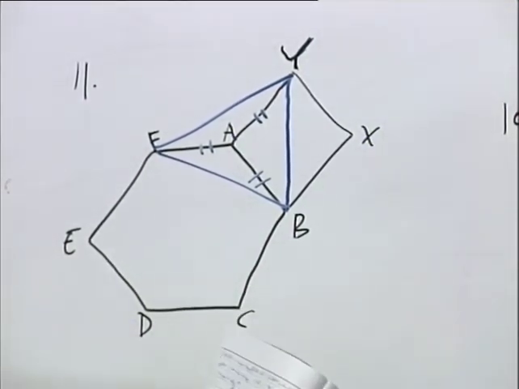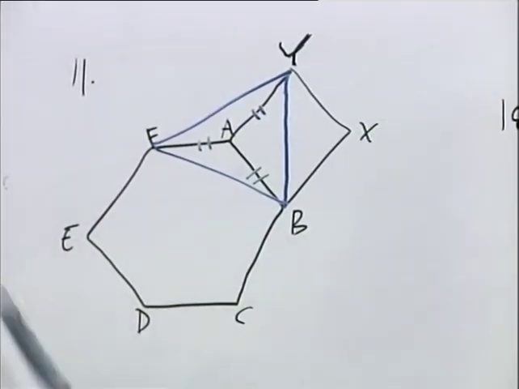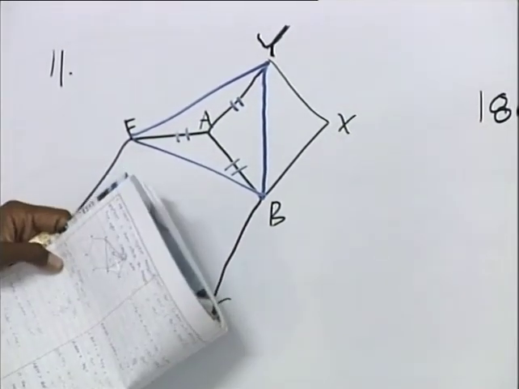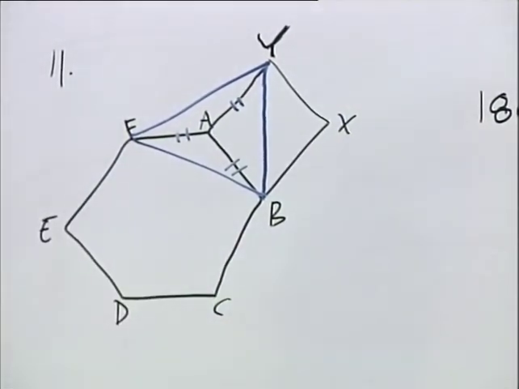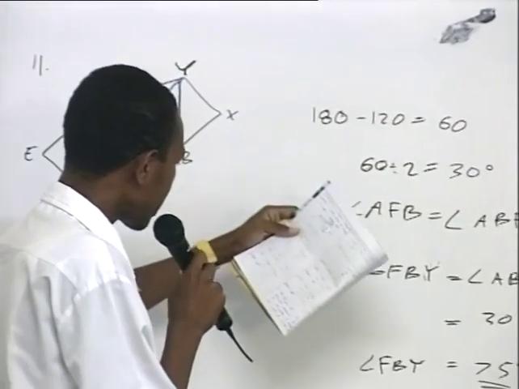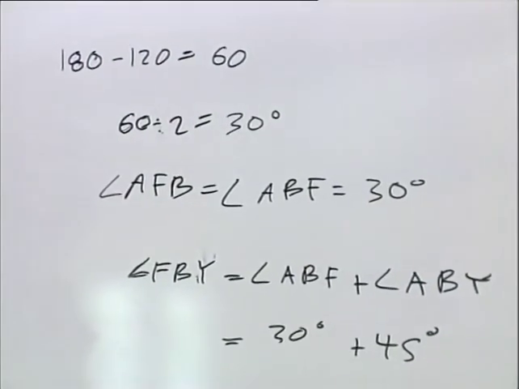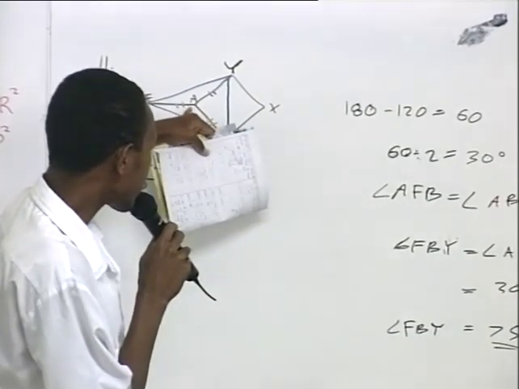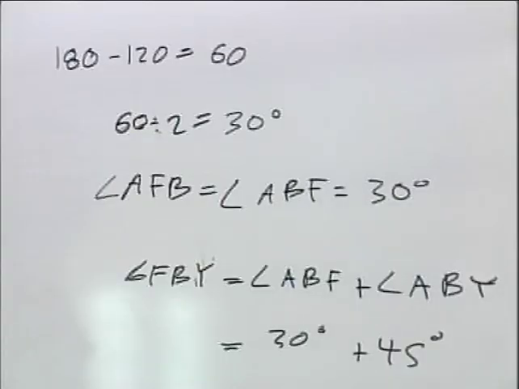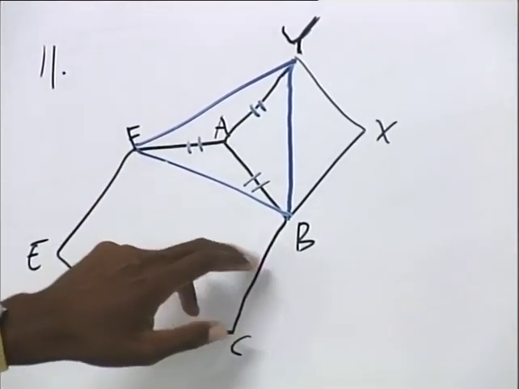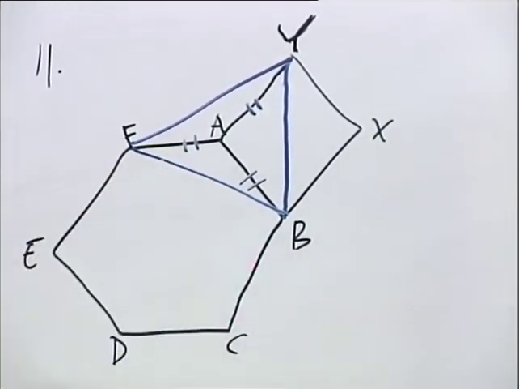You can find this one by first of all finding a single angle, which is one of the angles in a hexagon. This is 120 degrees. Then we refer to this small triangle, triangle FAB. 180 degrees minus 120 degrees equals 60 degrees, and 60 degrees divided by 2 is 30 degrees for both of these angles, angle AFB and angle ABF. They are both 30 degrees.